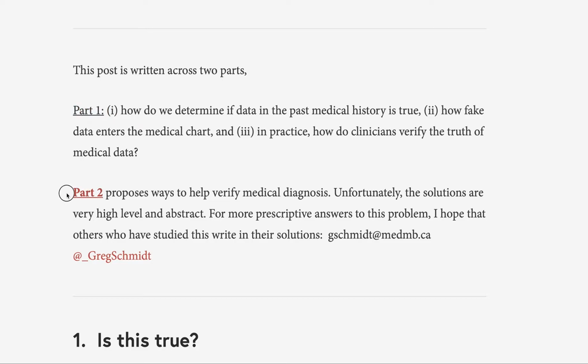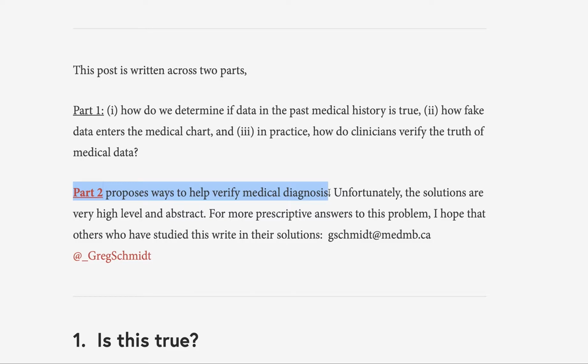And then the second part goes to propose some ways which we can help verify medical diagnosis, and this really focuses mostly on the past medical history, but you can consider applying these concepts to other parts of the medical record. And the proposal or the solution part, the second half of this post, will really focus on very high level and some abstract concepts. But I do think that they could be useful.